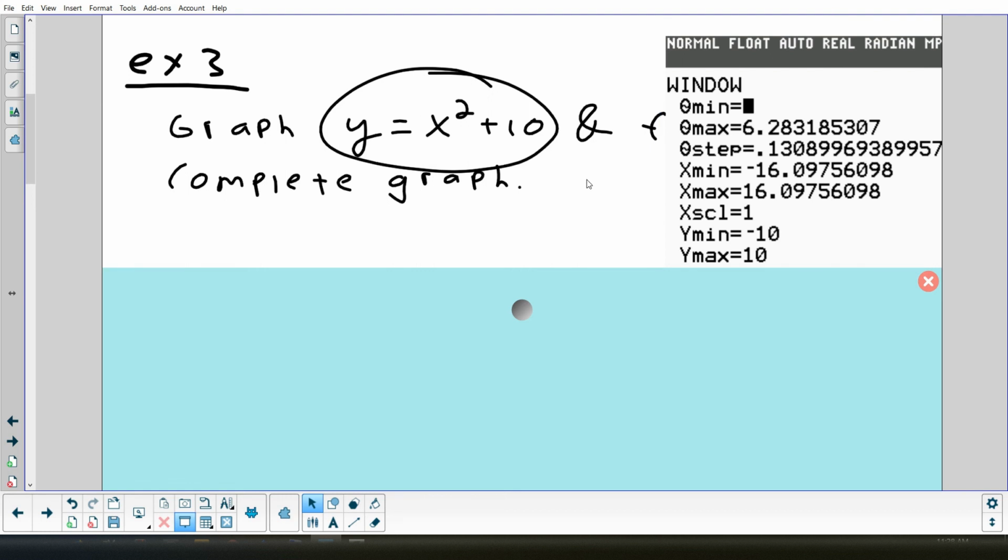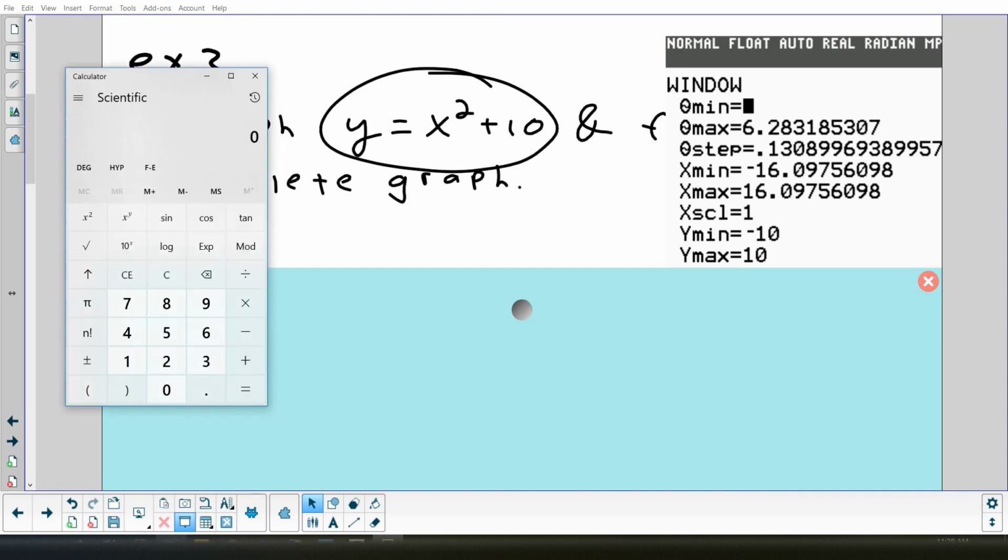About 16.1, and it left that as 10. So that's the ratio. 16.1 divided by 10 is 1.6. That's about the ratio of the width to height, about 1.6. So if you want to set up a window yourself and make it look square, you can put in anything you want for the y's. Then multiply that value by 1.6, and that's your x's. Okay? And that will set things to a square-looking window.